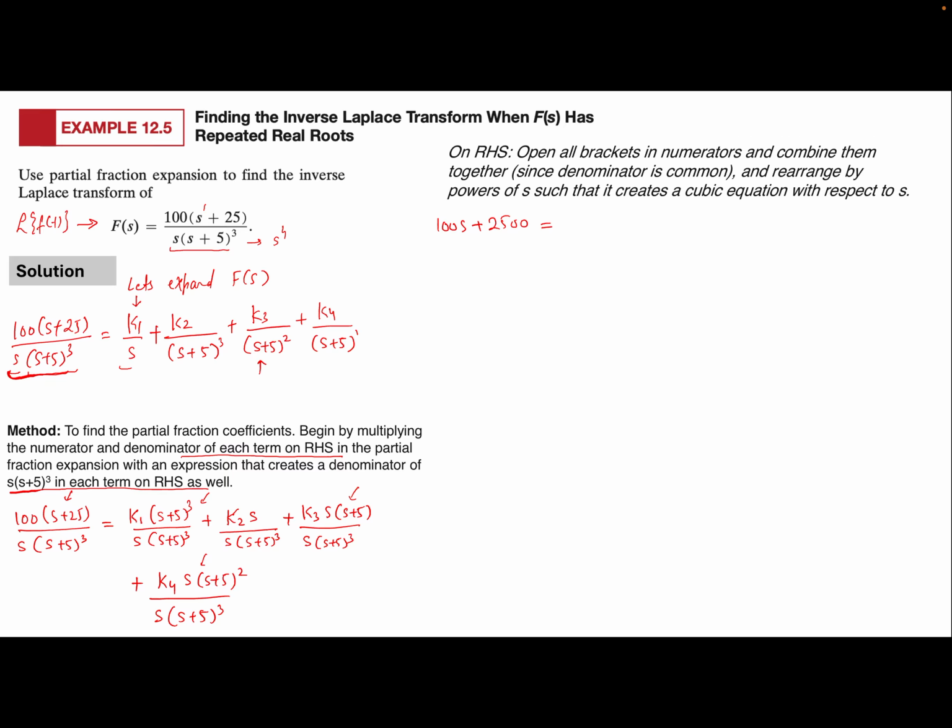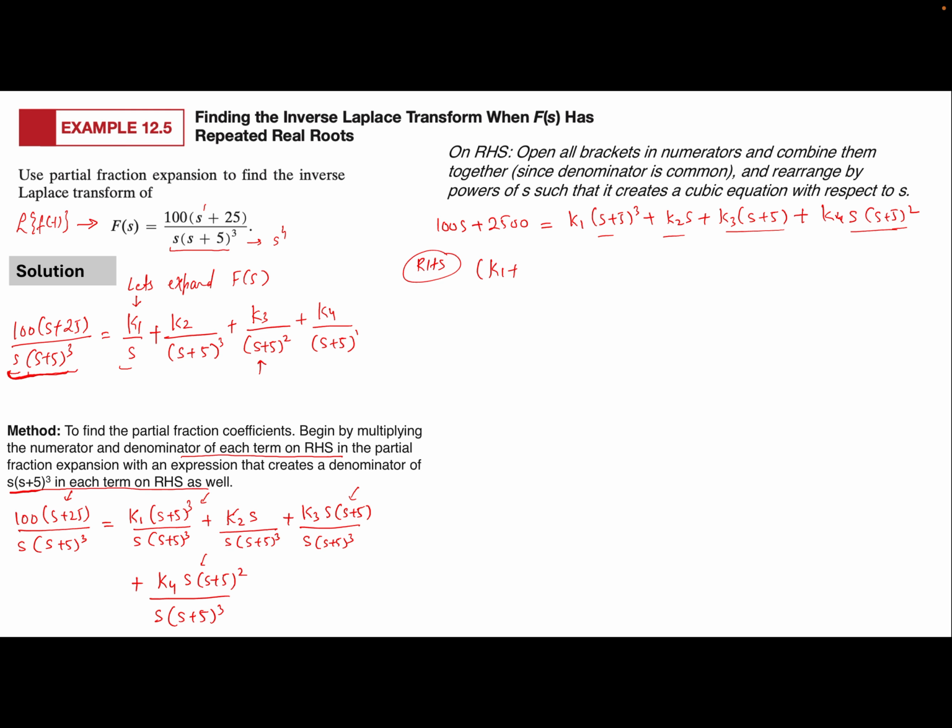So this is the left-hand side. And then the right-hand side comes out to be k1 times (s+5) whole cube plus k2 s plus k3 s(s+5) plus k4 s(s+5) squared. So what we need to do is open up all of these brackets, expand all of them, and rewrite the right-hand side into individual powers of s.